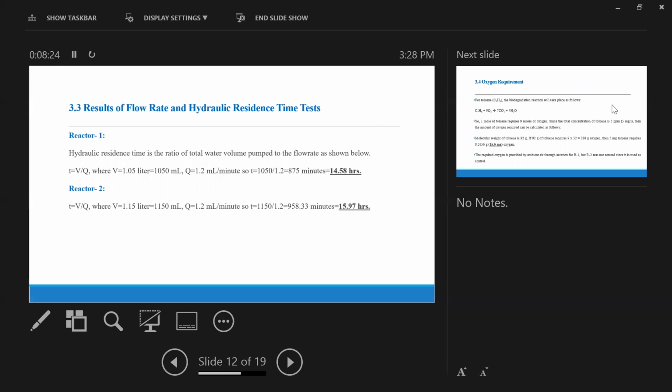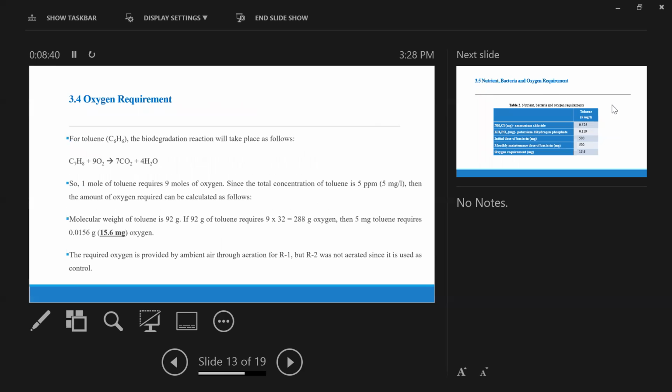And also, hydraulic residence times were 14.58 hours in reactor 1 and 15.97 hours in reactor 2. Again, the hydraulic residence times were similar in both reactors.